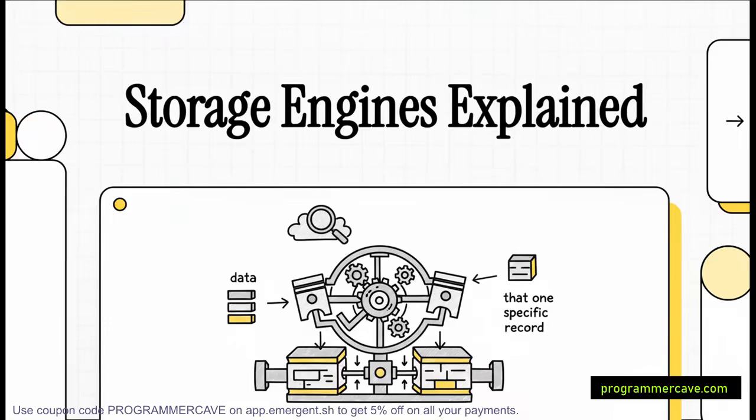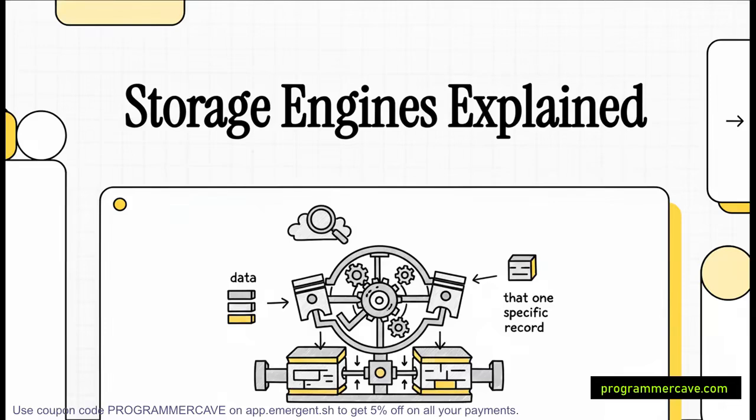So you save some data in an app. Where does it actually go? I mean, really, how does your favorite application find that one specific record out of billions and do it in like a split second? Well, today we are going under the hood.